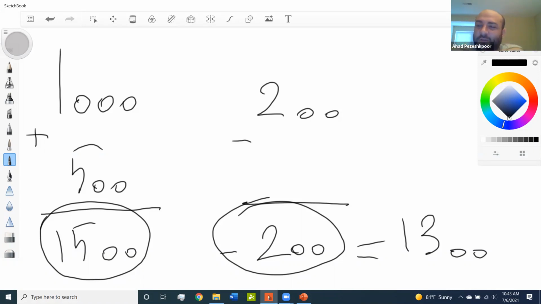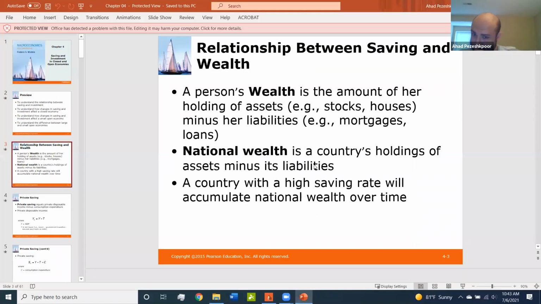Well, Cristiano Ronaldo, for example, has $100 million of assets minus $1 million of liabilities or debts to other people. Therefore, his total worth or wealth is $99 million. Am I making sense here? Assets, everything you own, minus liabilities, everything you owe people.